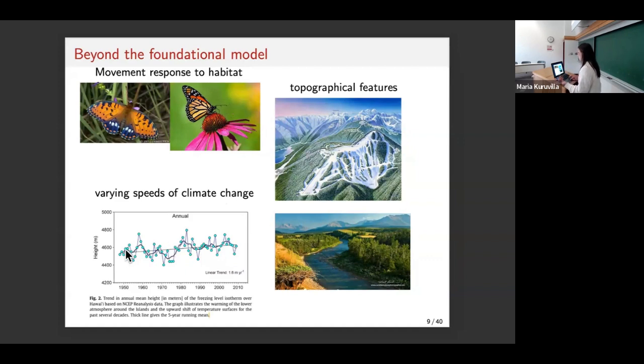Additionally, the average of the climate speed is clear in this general trend, right? But the actual trend is that it oscillates around the average. And topographical features can change the size of a suitable habitat. And also, of course, landscapes are heterogeneous in all directions. So none of these things that I'm talking about right now on this slide are captured in that 1D foundational model. So these are the ideas that are motivating the building of the computational model.